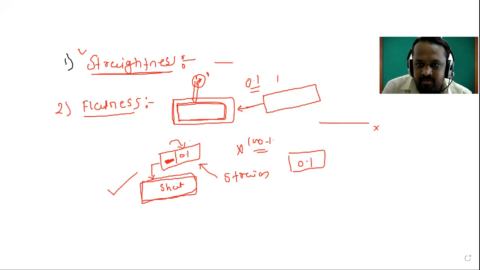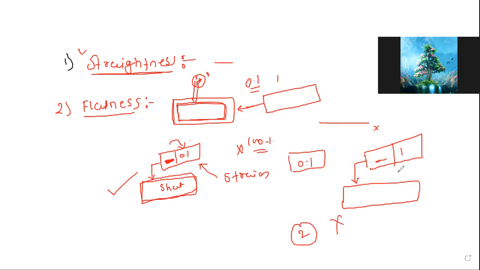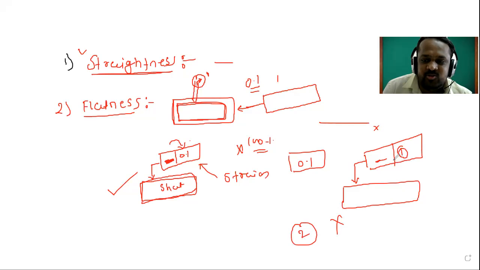Suppose this is the component, and I have shown it like this. The straightness tolerance of that component is 1 micron, and I checked this component with a dial gauge. I have checked the surface of that component for straightness, and the variation shows 2 micron. Is it acceptable? Can we call the component straight? No. Why no? Because it is not in the tolerance zone.